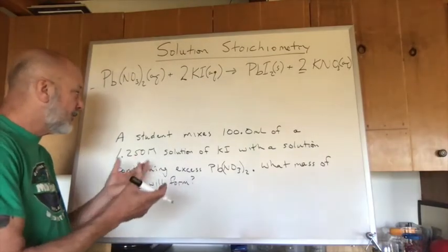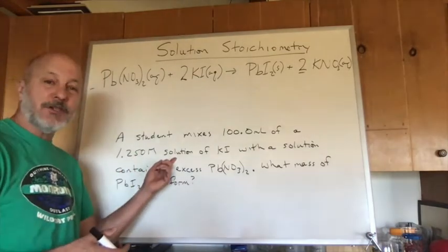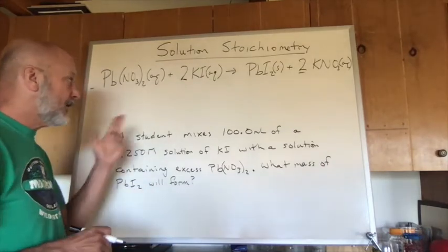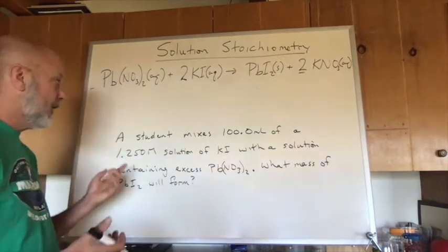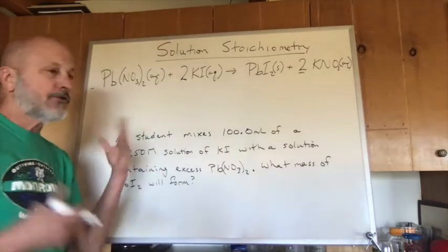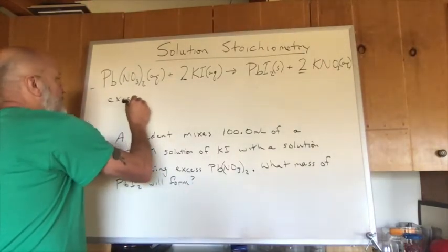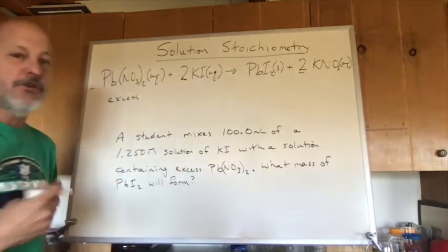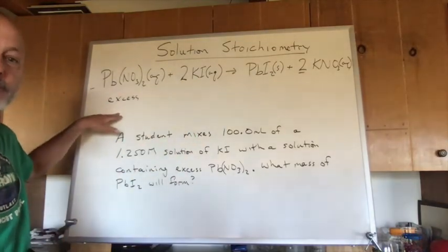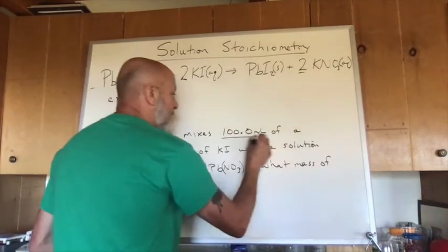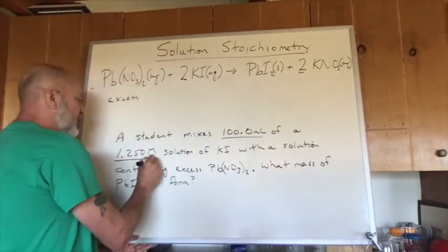So I've got a known concentration of solution. I'm going to pour some of that out, measure it, so that I have a known quantity of moles, and then I'm going to add it to a solution. So this one's in excess, which means all of the potassium iodide is going to run out because it's got plenty of the other reactant to work with. So I'm given the volume, and I'm given the concentration.